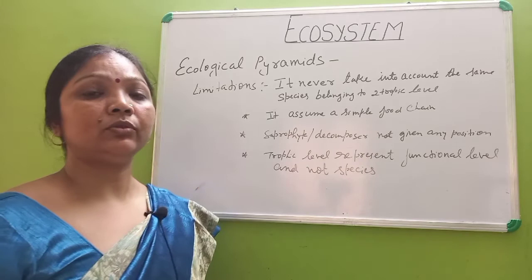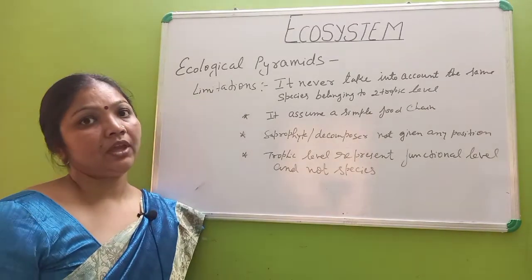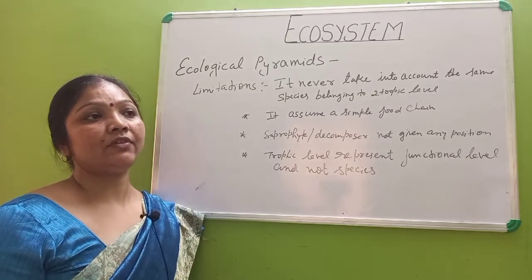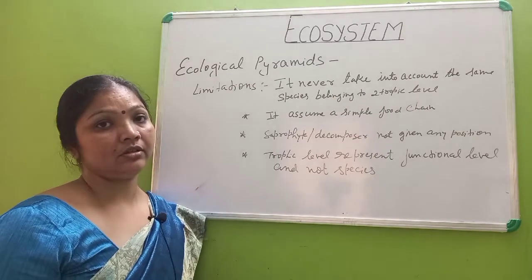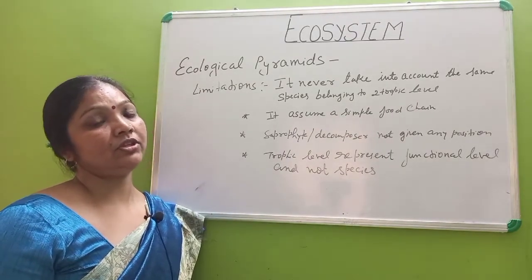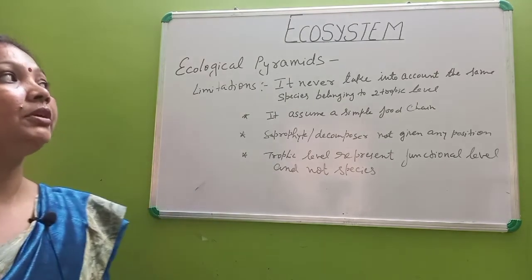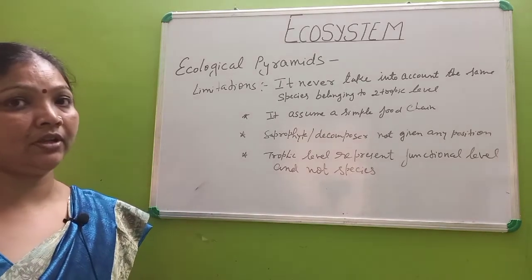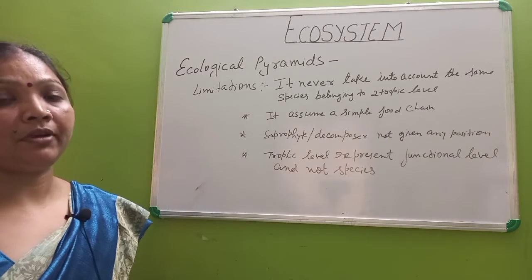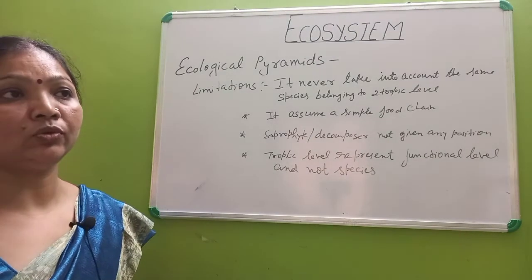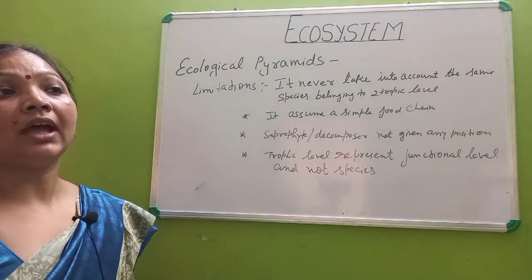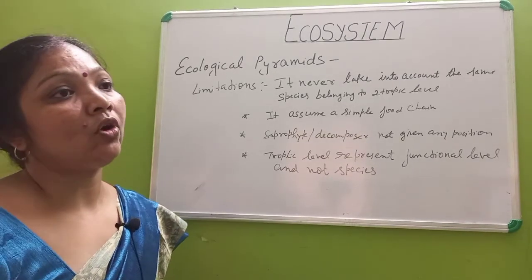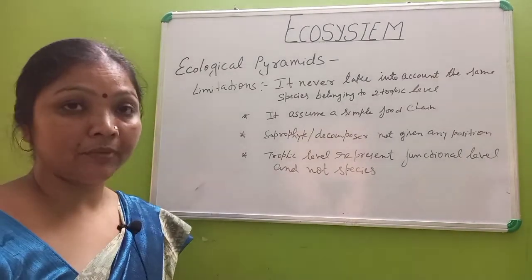Now children, we have studied the 3 types of pyramids, that is pyramid of number, pyramid of biomass, and pyramid of energy. Now there are some limitations of these ecological pyramids, and the first limitation is that they never take into account the same species belonging to 2 trophic levels. That is, in this ecological pyramid, humans are not included. Other organisms that can occupy more than one place are not included in these ecological pyramids.